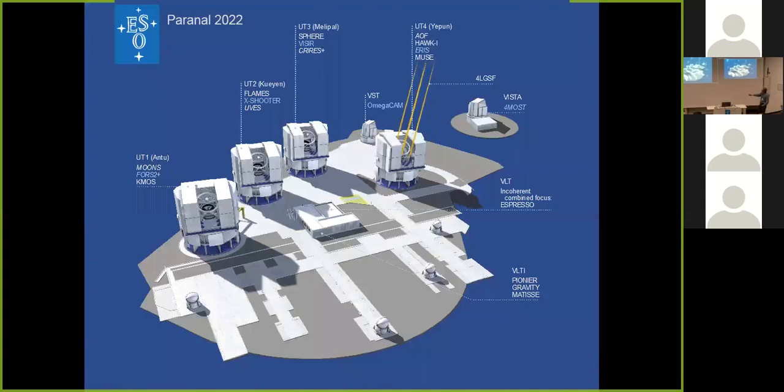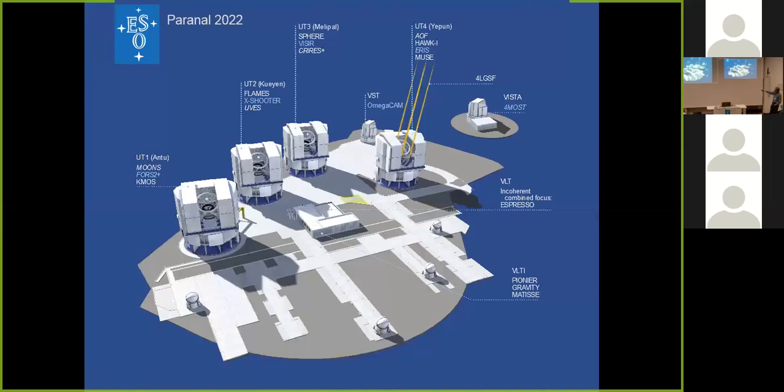So in light blue are the Cassegrain instruments. For the interferometer, we have 3 instruments that will be fully commissioned, doing great stuff: Pioneer, Gravity, and Maltese. We will have Espresso, which is sitting down here in that hole, which will make use of the combined focus, the incoherent combined focus.